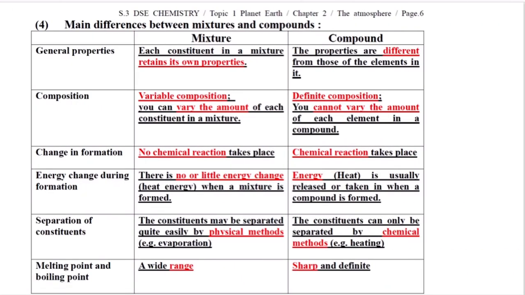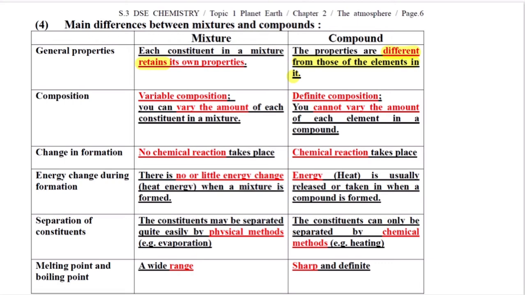Okay, let's move on to the main differences between mixture and compound. After learning mixture and compound, we need to compare the properties again and list them out in this table. For general property, a mixture retains the elements' properties. It should be: a mixture retains each constituent's property. However, for a compound, the properties are different from those of the elements in it. So compounds have different properties from those elements in them.